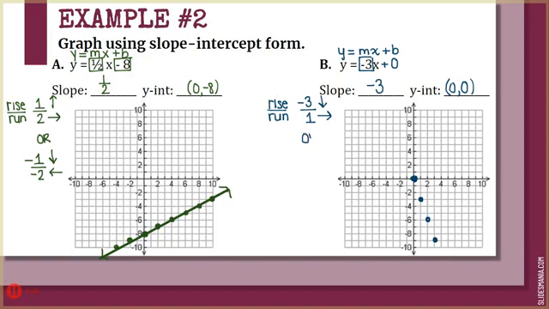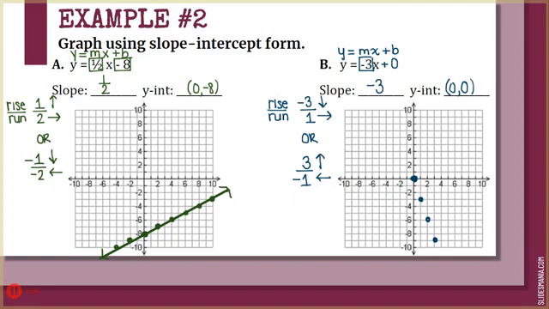We also have the availability, since a negative over a positive is a negative, I also know a positive over a negative is a negative. So that could also go up 3 and left 1.